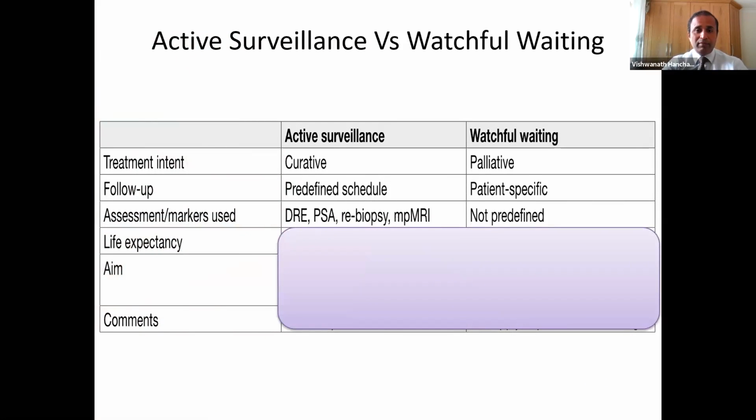Briefly, in a tabular manner, the active surveillance intention is curative, and for the watchful wait, it's more of a palliative approach. There is a predefined schedule of follow-up in the form of DRE, PSA, rebiopsy, MRI for the active surveillance cohort. But on the other hand, for watchful waiting, it's patient specific, and there is no predefined decision for that.